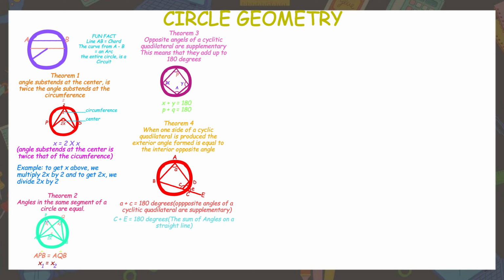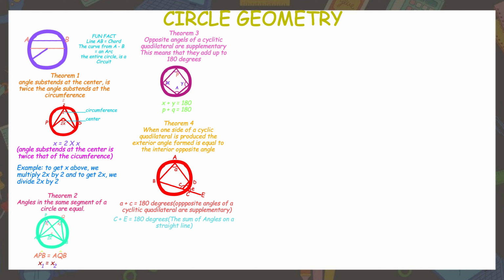Then C plus E now. This C and E, remember, are angles on a straight line. That is C plus E. And angles on a straight line add up to 180 degrees. The sum of angles on a straight line is equal to 180 degrees.